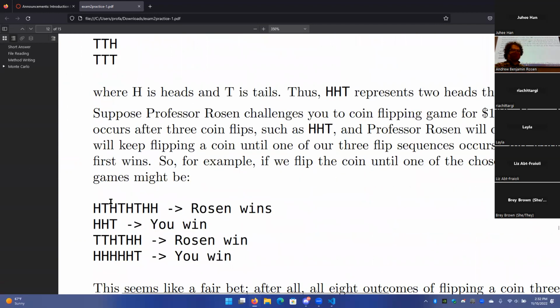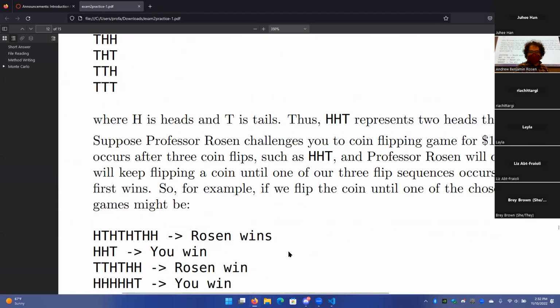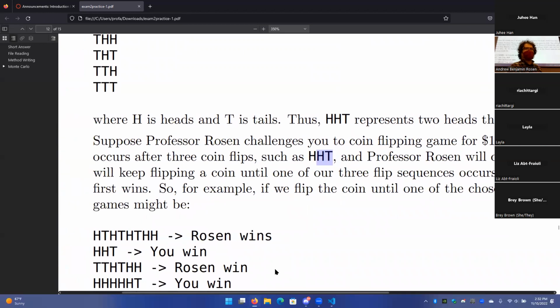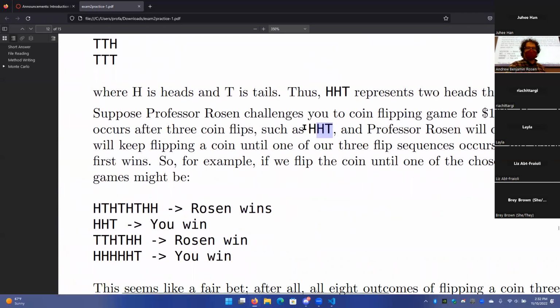So here are some example flips. Suppose that you choose head, head, tail, and I choose tail, head, head. If head, head, tail comes up first, you win. If tail, head, head comes up first, I win. Suppose this is the sequence of flips: heads, tail, head, tail, head, tail, tail, head, head. The last 3 were my sequence, so I win.